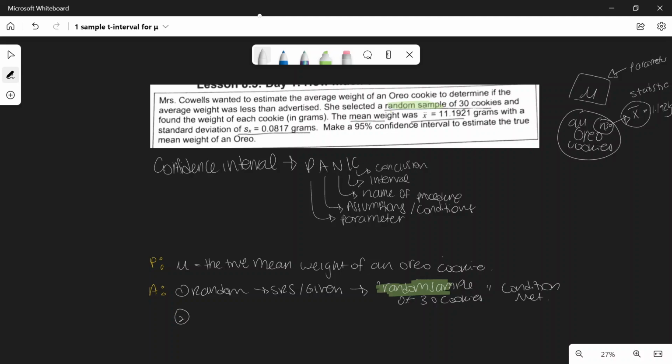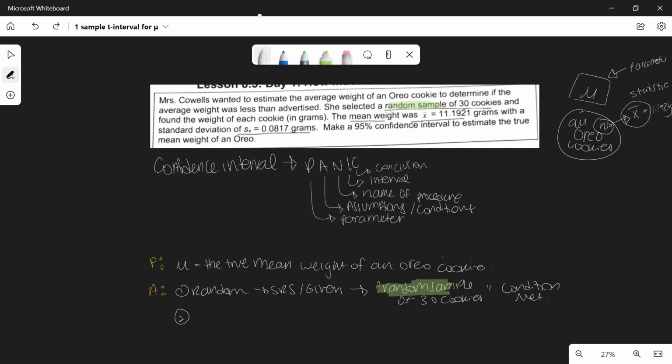Also, just to give context, the reason the sample has to be random is because if we're trying to estimate the true mean weight of an Oreo, we have to make sure it's random so that we can generalize our results to the entire population. If the sample is not random, then we can only generalize the results to that sample. Whatever we got is only going to be relevant to the sample that we chose instead of the entire population, and we're trying to find the true mean weight of the entire population. So that's why we want to make sure that the sample is random.